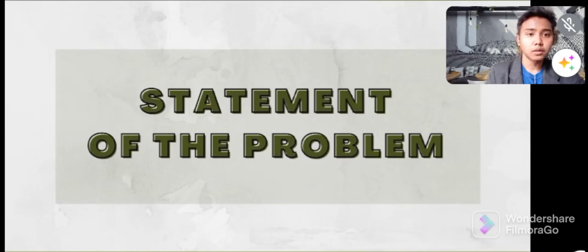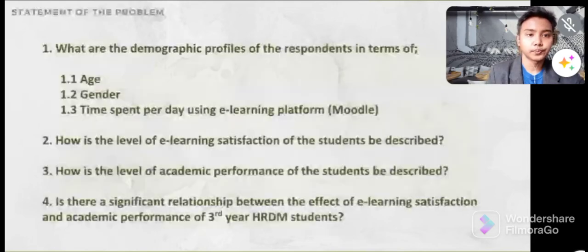The topic is all about the statement of the problem. Number one, what are the demographic profiles of the respondents in terms of age, gender, and time spent per day using the e-learning platform? Number two, how is the level of e-learning satisfaction of the students described? Number three, how is the level of academic performance of the students described?